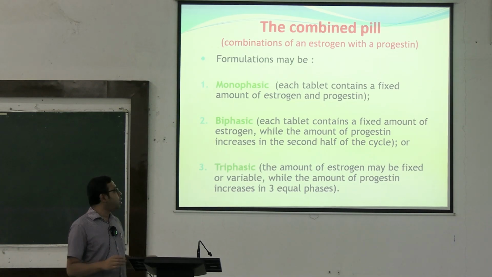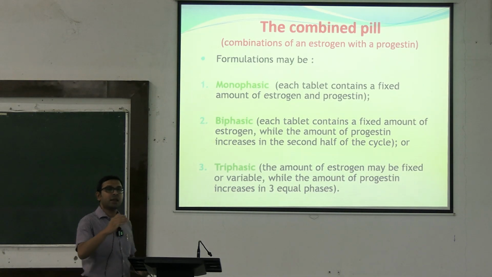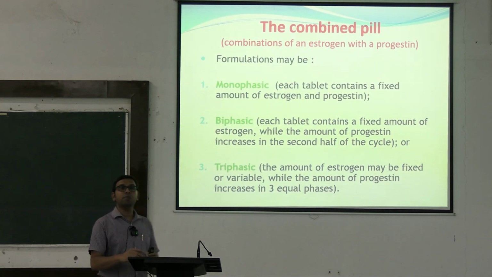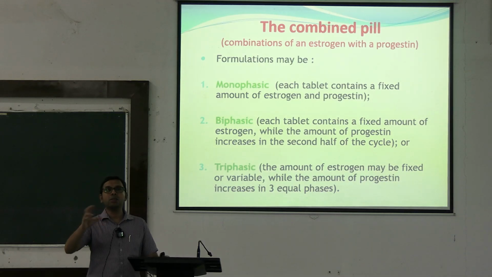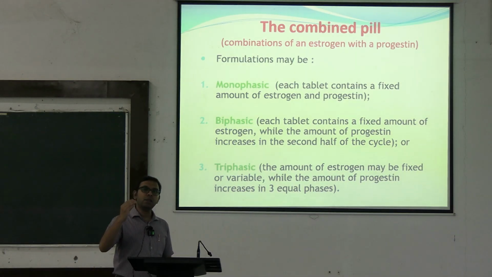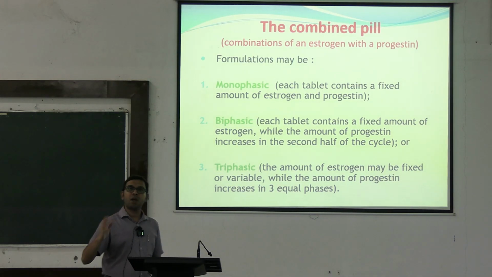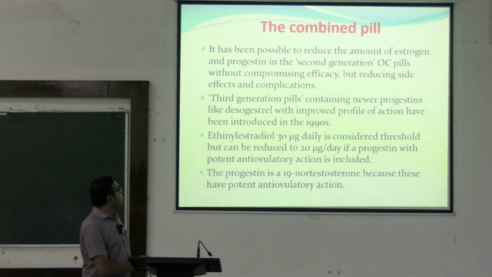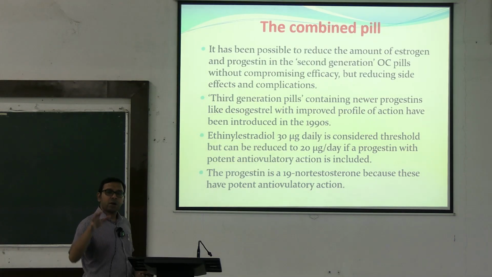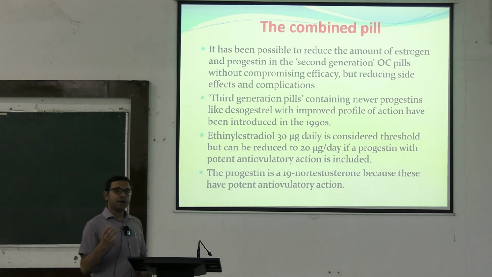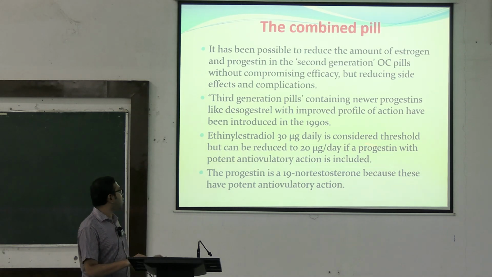Triphasic means the amount of the estrogen may also be variable, and the amount of the progesterone is changed in 3 equal phases. That is, more and more it is mimicking the physiological changes in the estrogen and progesterone level. So this is the difference between the monophasic, biphasic and triphasic pills. So it has been possible to reduce the amount of the estrogen. Already I have said that with very minimal doses of the estrogen, like 20 microgram to 30 microgram or 35 microgram, it can be able to do contraception.